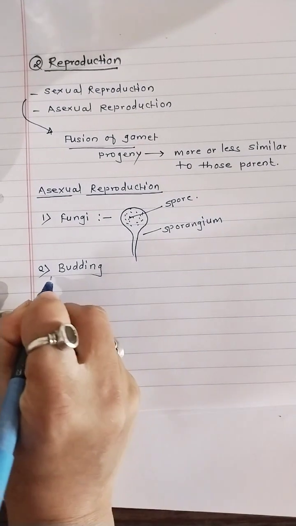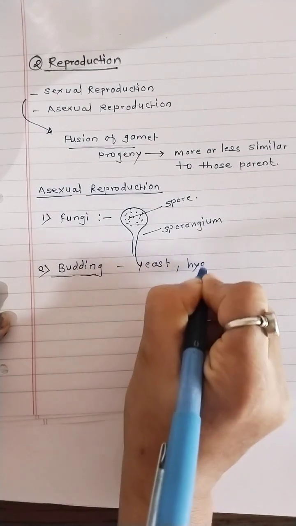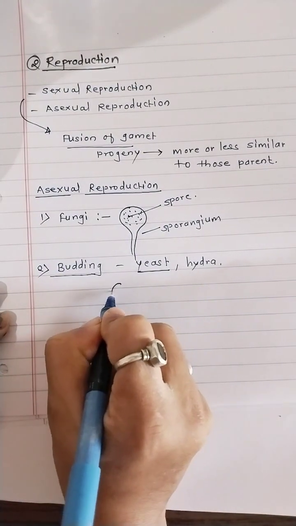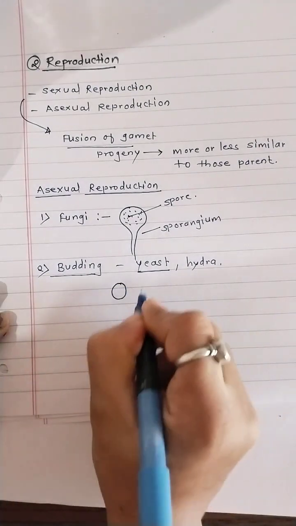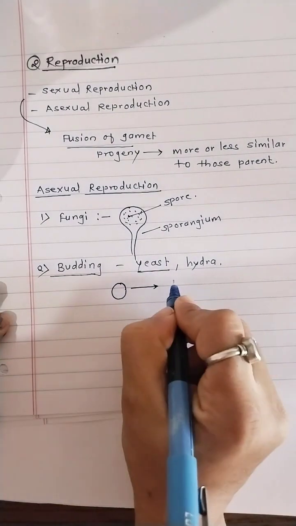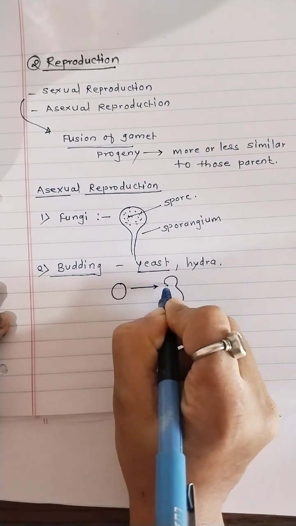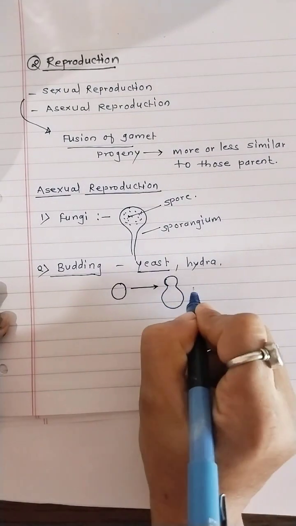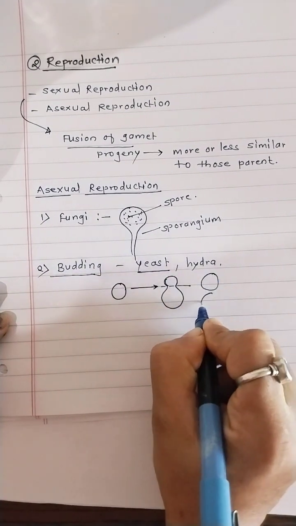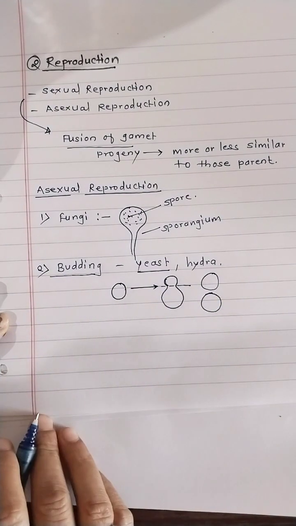Second is budding, seen in yeast and hydra. Saccharomyces cerevisiae, which everyone knows as yeast, is a single-celled structure. A bud forms, and when this bud is removed from the body, it works as an individual. This is known as budding.